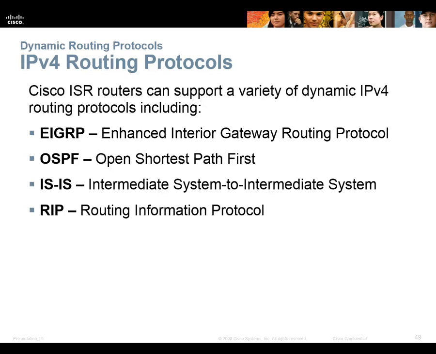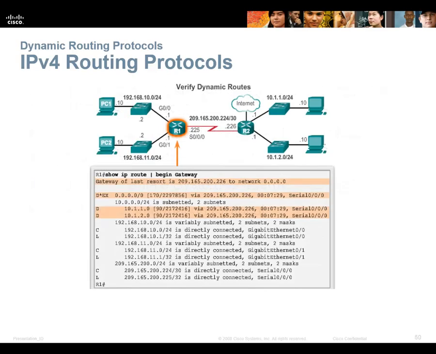So Cisco supports a variety of IPv4 routing protocols. EIGRP is one we've talked about. OSPF. IS-IS is intermediate system to intermediate system. And then RIP, while not used so much anymore, RIP was very good. It's just good for smaller networks. So here, show IP route will give me the information. The gateway of last resort is set here. It has an IP, so network 0.0.0.0 is set to go out this IP, 209.165.200.226.